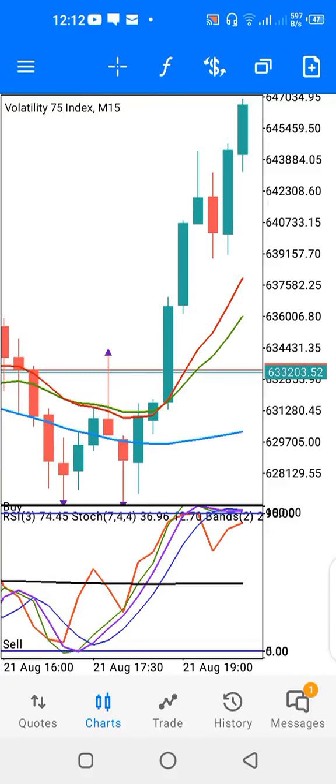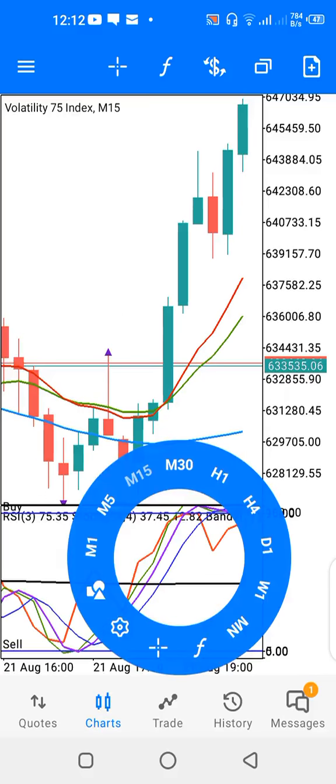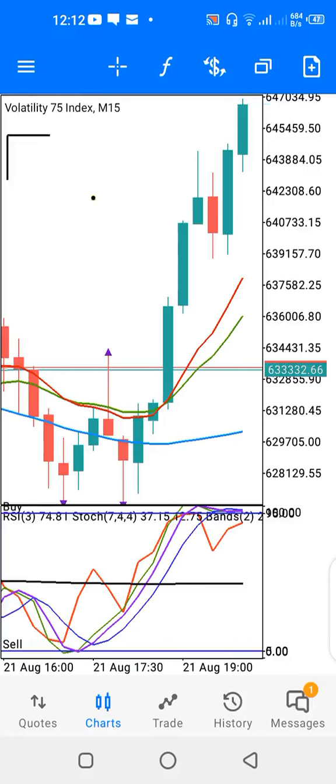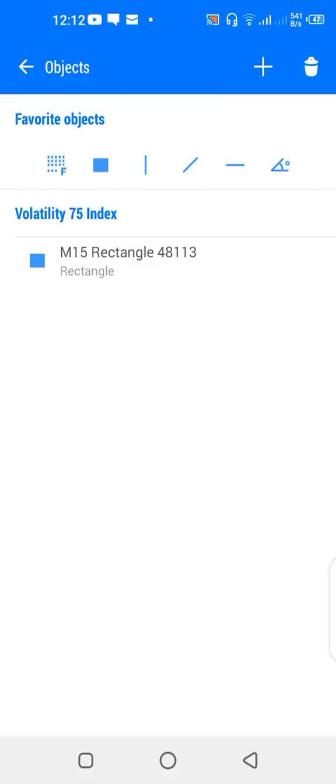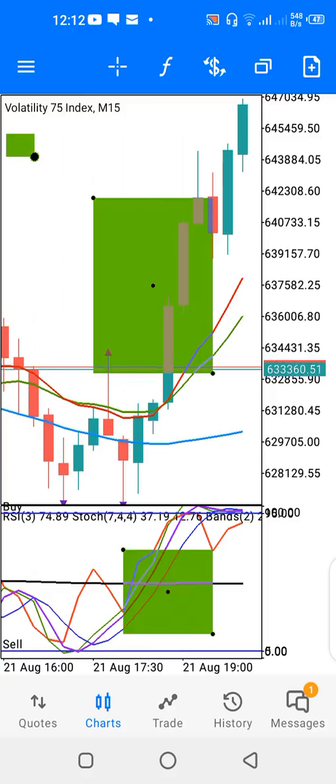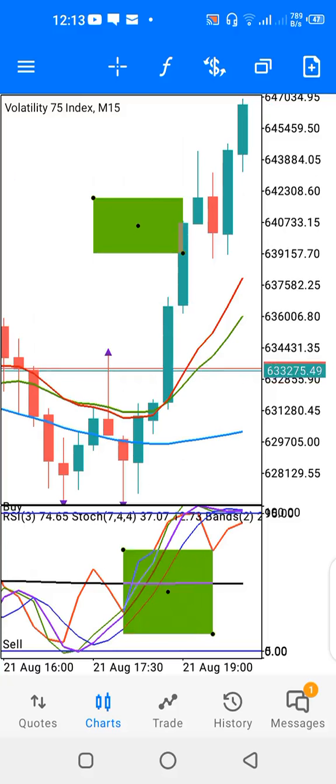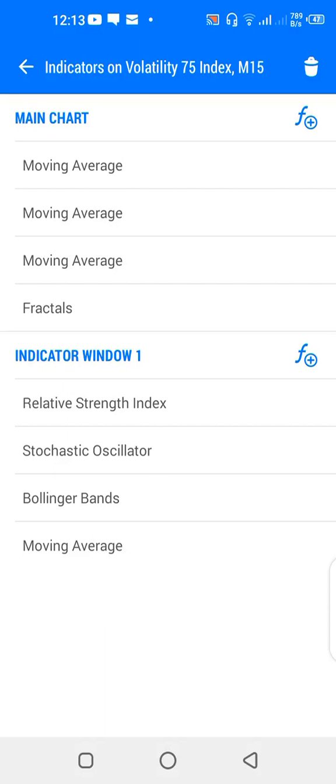On my screen I have V75 15 minutes time frame. The screen is divided into two. I have the main chart, and I have indicator window one. Now, how does this strategy work? Let's look at the indicators on the main chart before I explain how to use it.